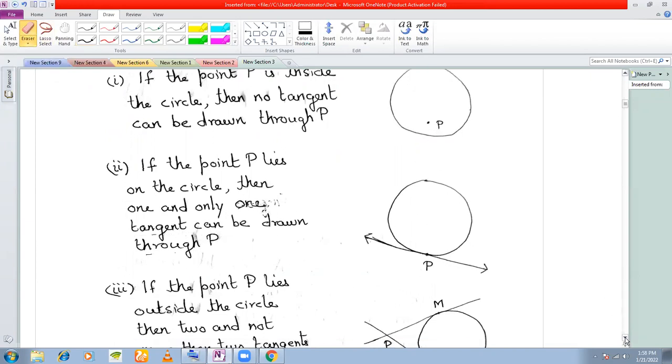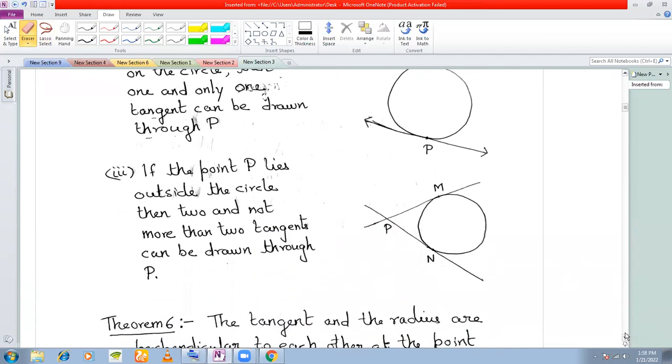And what is the third possibility? The third possibility is that you can draw tangents from a point that lies outside the circle. So if I take a point P here, then I can draw two tangents to the circle. One in this manner, passing through this point P, and the other in this manner, which obviously will pass through the point P. Okay, so remember, not more than two tangents can be drawn through an external point P. If the point P lies outside the circle, or we say the point P is the external point to the circle.